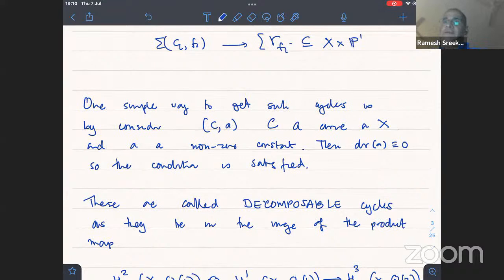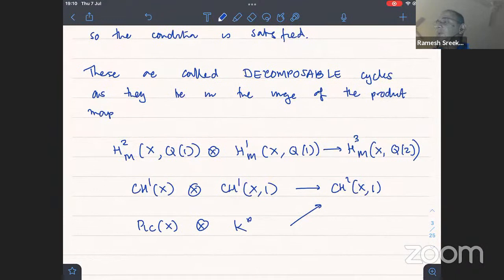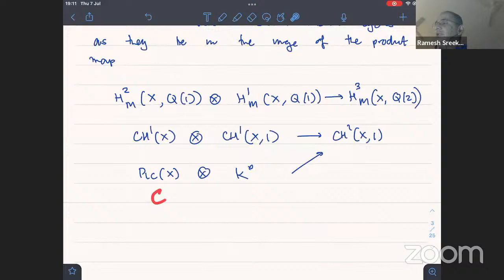These are called decomposable cycles because there's a product structure on these motivic cohomology groups, from H^2(X, Q(1)) tensored with H^1(X, Q(1)) to H^3. In other words, the indices add up. Or if you like, Chow^1(X) tensored with Chow^1(X) goes to Chow^2(X, 1). So 1 plus 1 gives you 2, and this is just Pic, the curve C, and this is K star, the non-constant functions. They go to (C, f). So these are coming from lower dimensions in some ways, from products. They're not so interesting from our point of view; they're somewhat simpler.